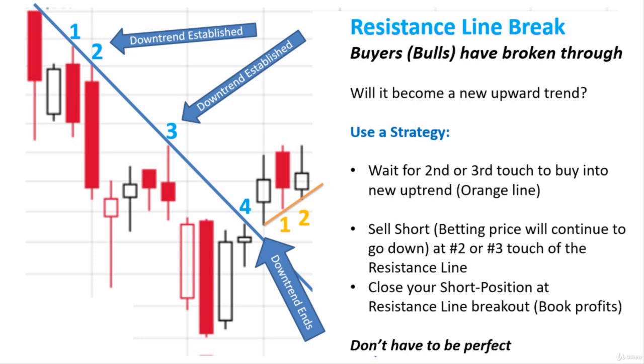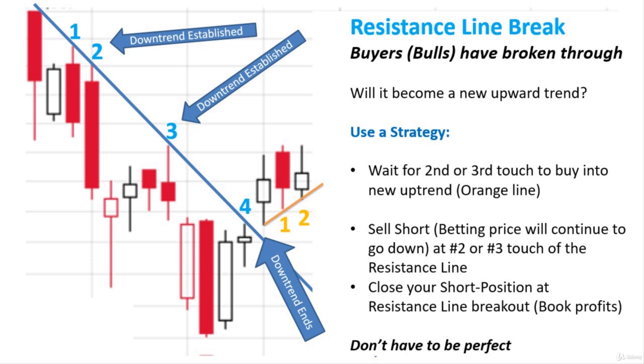So the strategy: wait for the second or third touch to buy into the new uptrend. That's our orange line there. You can see we got a second touch there. Especially since we're coming out of a real steep downtrend in this particular example, this might be a case where it might be safer to wait for a third touch, really establishing it, just to be sure, just because it just came out of a big downtrend in this example. And that's the orange line there.